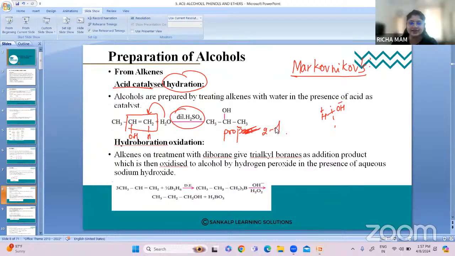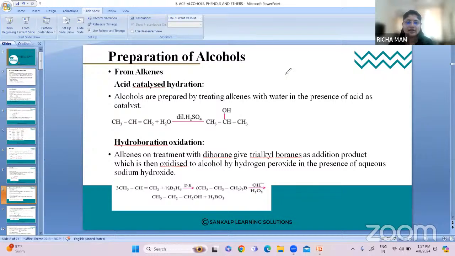So the acid catalyzed hydration reaction takes place like this. Alcohols can be prepared by treating alkenes with water in the presence of acid as the catalyst. Is it clear? Now suppose you have an example like this. Can you give me the answer? This is an alkene, you have a water molecule, and you are going to add it in the presence of acid. What will be the product?